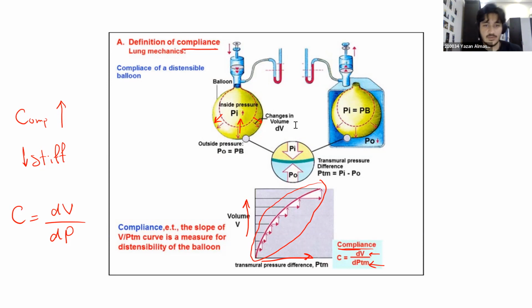Tamam. What does D stand for? Okay, D means change. So we're talking about change in volume. So volume 2 minus volume 1 over pressure 2 minus pressure 1. It's the same thing. D means delta, like this.